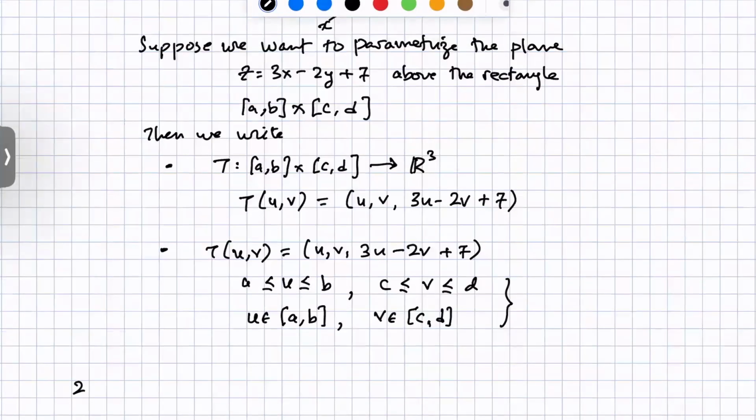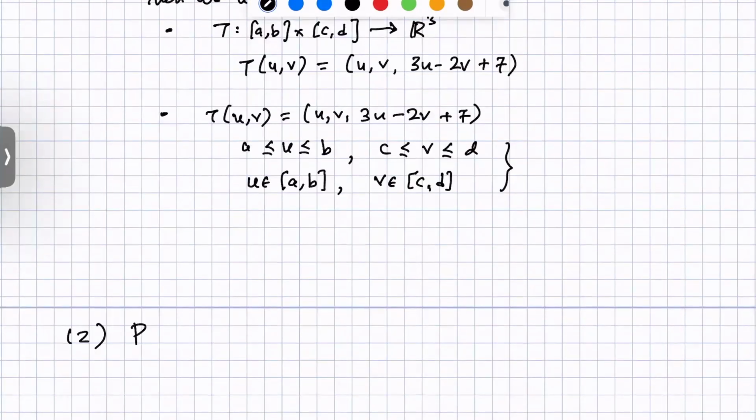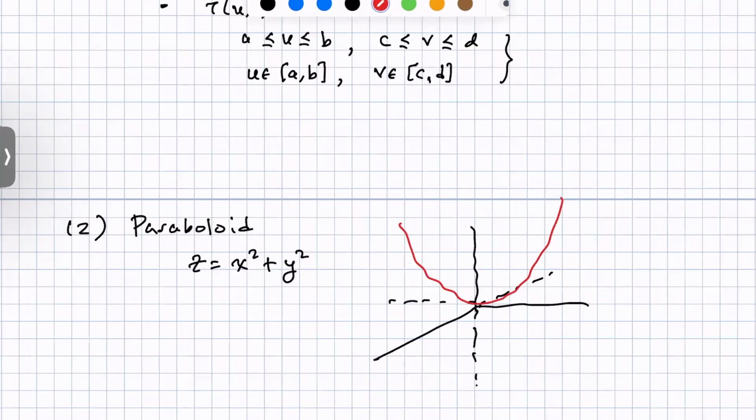Let's do another example. Let's take a paraboloid. So a paraboloid, what does a paraboloid look like? z equals, say, x squared plus y squared. What this looks like, in 3 dimensions, a paraboloid looks like this, right? It's infinitely large. It just keeps going up and up and up.